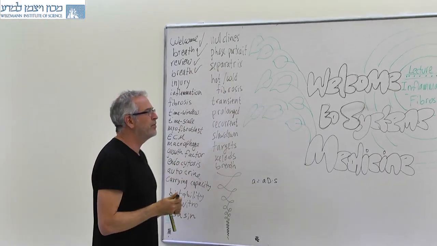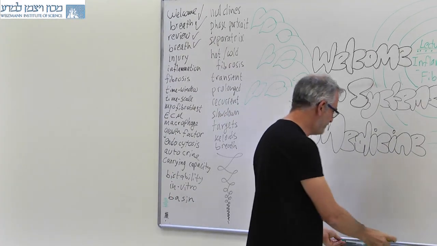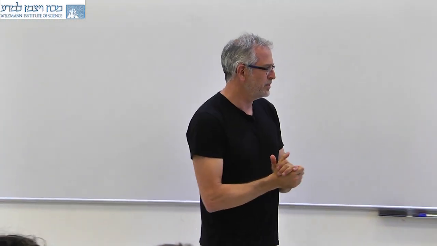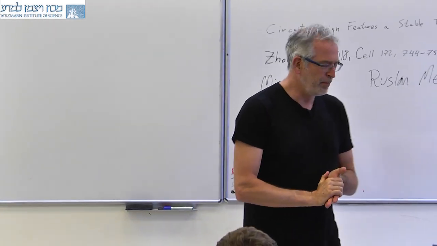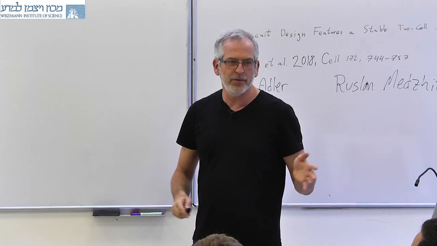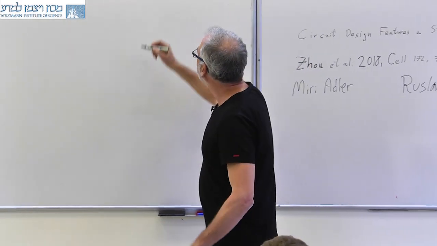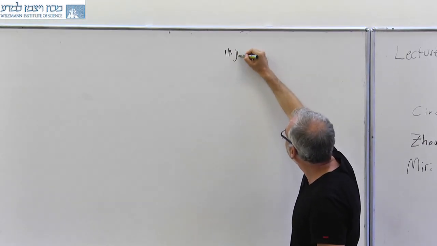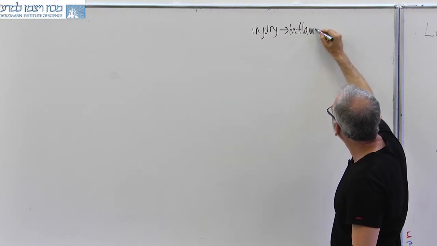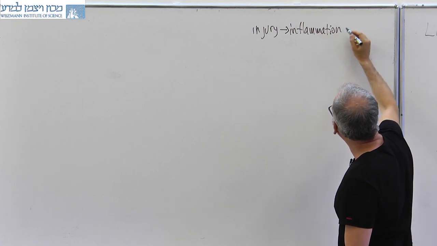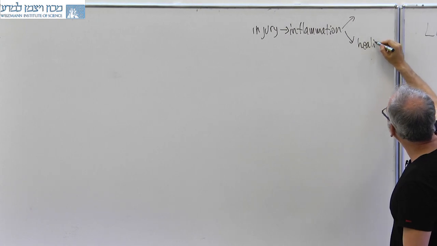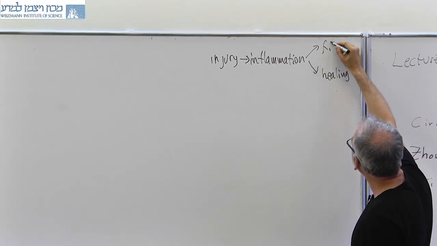So what is this thing called inflammation? Why should we care? In medicine, there's a kind of universal sequence. You get an injury, then there's inflammation, and that can go in two directions. You can get healing or fibrosis.